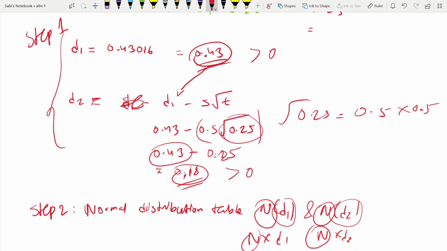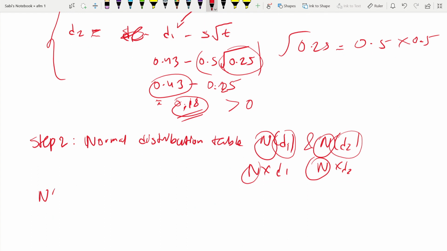Not always it's a positive figure. You might get a negative figure for D1, D2. Only your N(d1) and N(d2) cannot be negative, but D1, D2 can be negative or positive. Here both are greater than 0. So in this case, your problem is solved. Add 0.5. That's it.